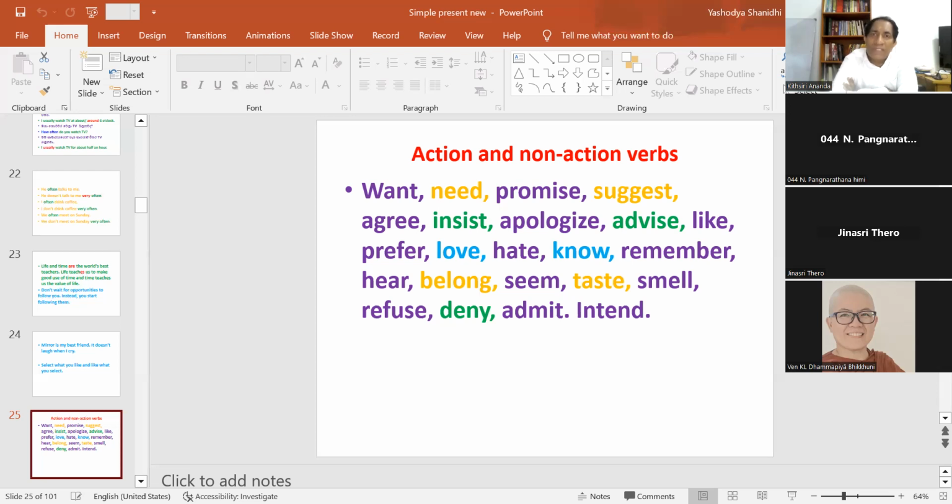Belong. This book belongs to you. This book doesn't belong to you. This land belongs to you. This land belongs to us. This land belongs to all of us to live in harmony.